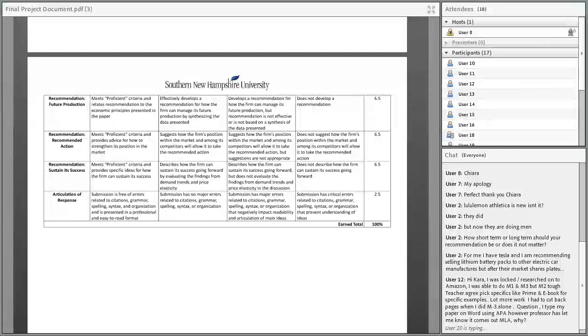So Kenny writes, I researched on Amazon. I was able to do milestone 1 and 2, but milestone 2 is tough. Yes. So you picked Prime and ebook for a specific example. A lot more work. I had to cut back pages when I did milestone 3 alone. Question, I typed my paper in Word using APA. However, the professors let me know it comes out MLA. Why? It comes out MLA.